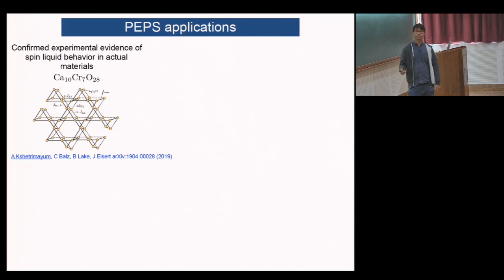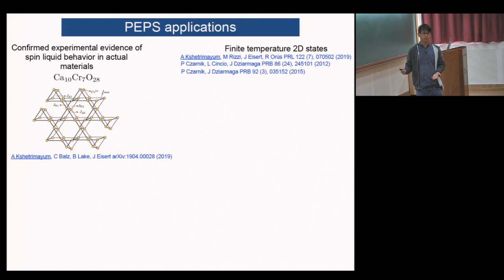Not just that, PEPs can be used for finite temperature 2D states. So recently, we designed an annealing algorithm that starts by cooling down an infinite temperature state to the ground state, to zero temperature. And with this, we were able to study the finite temperature phase diagram of the 2D Bose-Hubbard model. This is something that has been done only with quantum Monte Carlo so far, but we have been able to look at that.